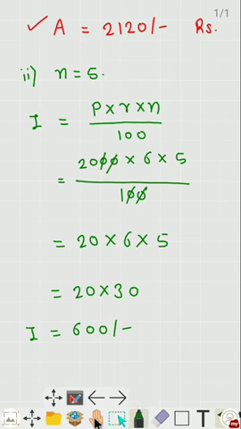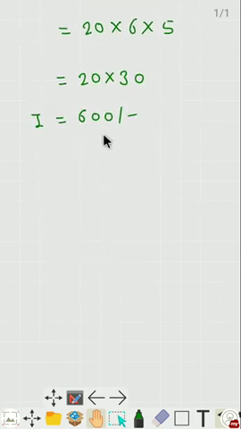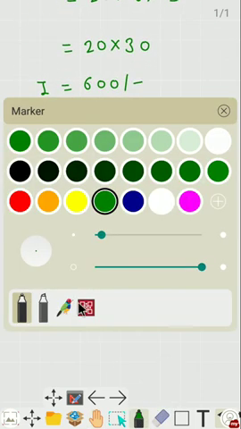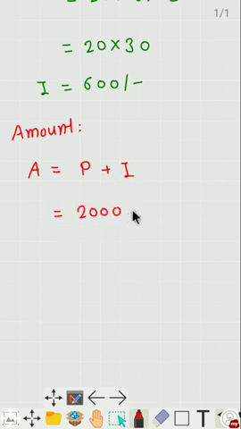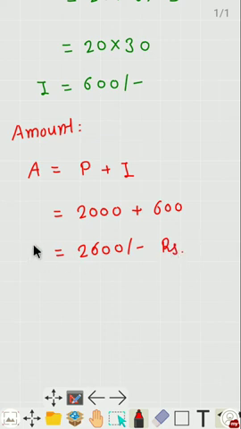With the rate of interest 6% per annum, the total amount which we get after 5 years is nothing but A is equal to principal plus interest, and it is 2000 plus interest 600, so 2600 rupees is the amount which we get after 5 years.